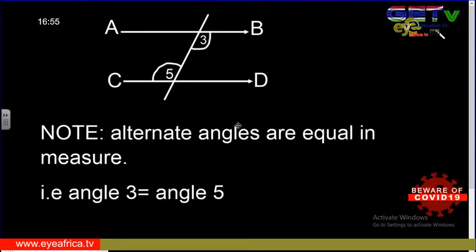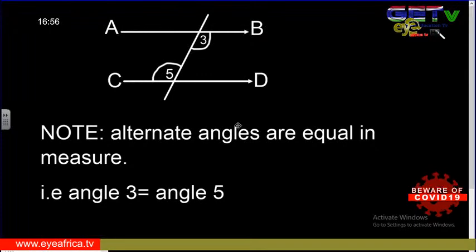Now, there's a key important message there. It says alternate angles are equal in measure. Right? So alternate angles are always equal, which means whatever value is here is also going to be here. So if here is 30 degrees, for example, then here also will be 30 degrees. If this angle here is 150 degrees, then this angle here is also 150 degrees. So it's important to note that alternate angles are always equal. That's why we say angle 3 is equal to angle 5.